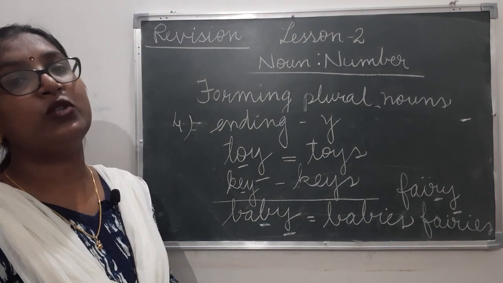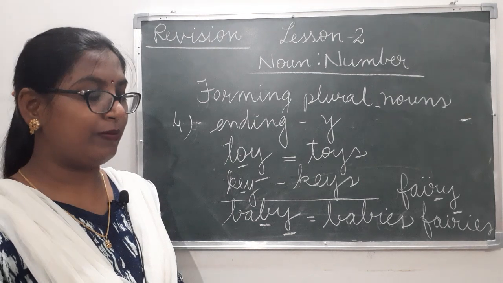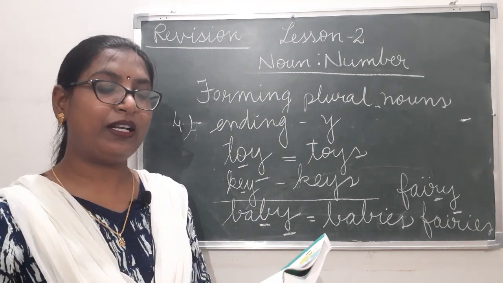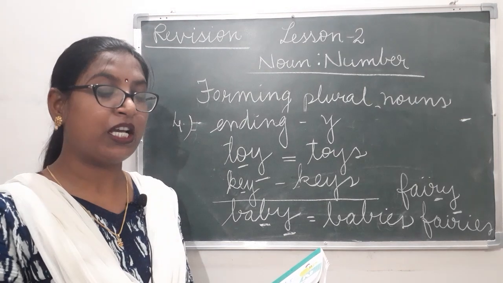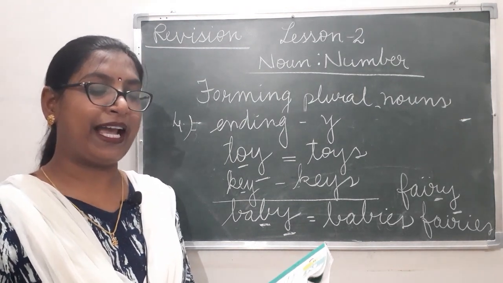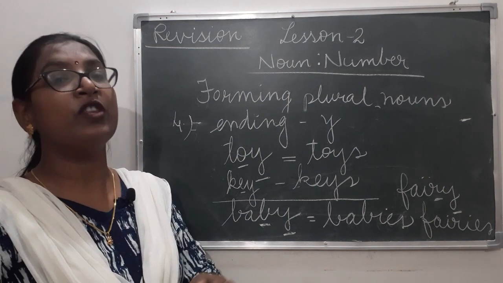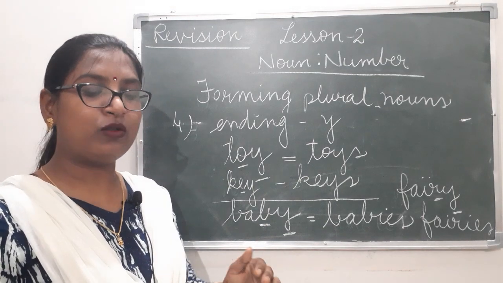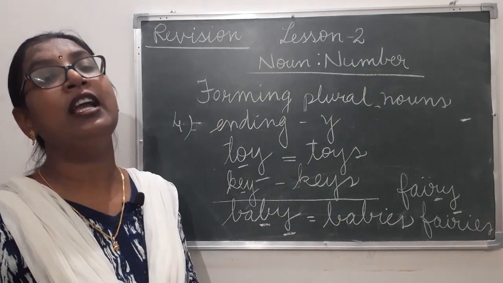So these were the regular nouns. My dear children, we know that only countable nouns have plural forms. Singular countable nouns can be made plural usually by adding the suffixes s or es. Nouns that are made plural by adding s or es are called regular nouns.